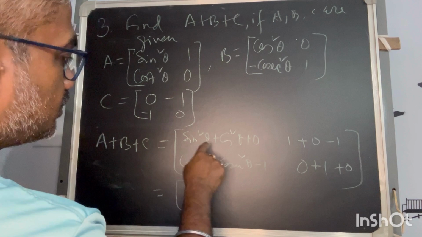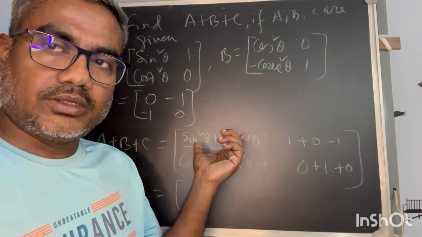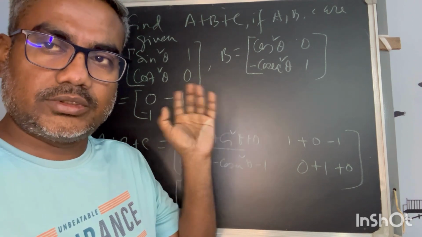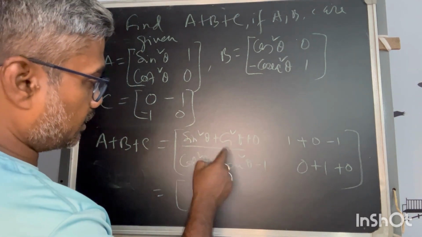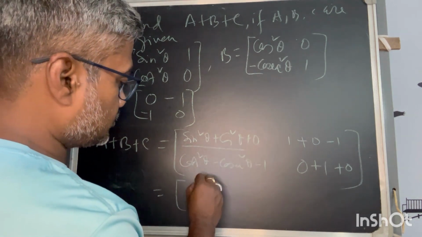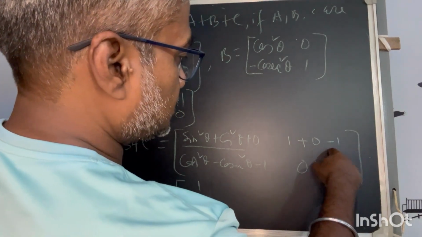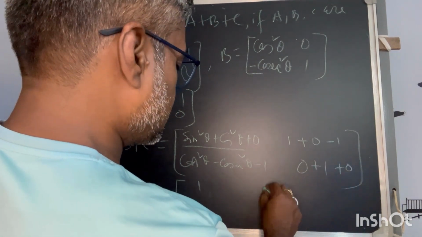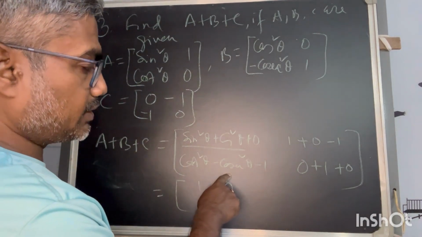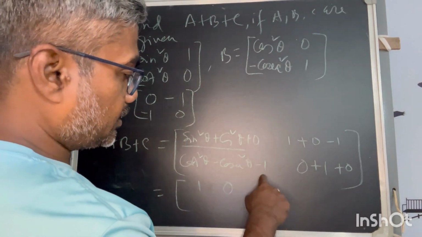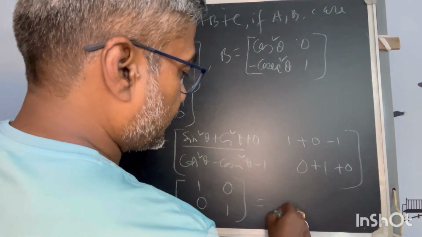So now sine square theta plus cos square theta, this ratio value is 1. I will let you know when I cover this subject in trigonometric ratios, but you know it right now. This sine square plus cos square is equal to 1. So 1 plus 0 means 1. Everything here is 0, plus and minus will be cancelled, so this will be 0. Cot square minus cosec square also becomes 1. So 1 minus 1 becomes 0, and here it is 1. Now you can see this is an identity matrix.